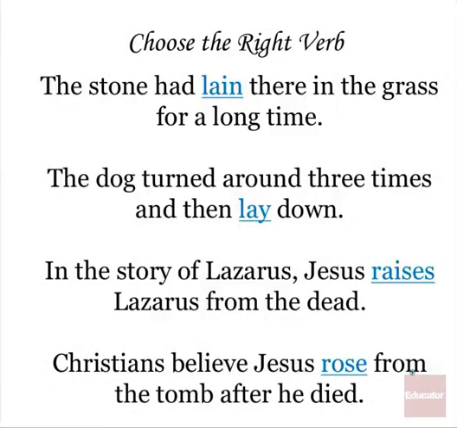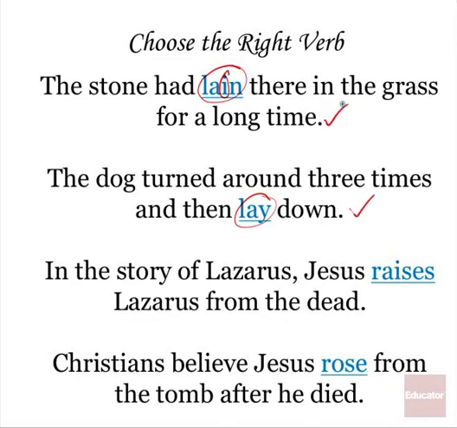And here we are. The stone had lain there in the grass for a long time. Now, this is the past participle form of lie. Remember, there's that I, which means it's intransitive. It does not take a direct object. The stone isn't putting anything anyplace. It's just lying there like a rock. The dog turned around 3 times and then lay down. Past tense of lie. Once again, the dog does not need any help.